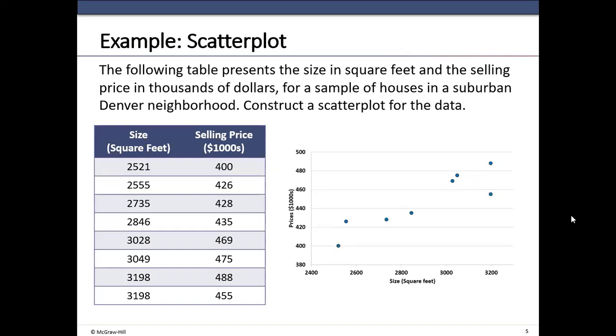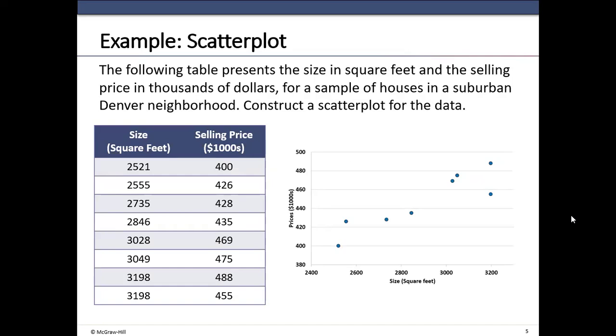So here is an example. The following table presents the size in square feet and the selling price in thousands of dollars for a sample of houses in a suburban Denver neighborhood. Construct a scatter plot for the data. So X is the size and Y is the selling price.